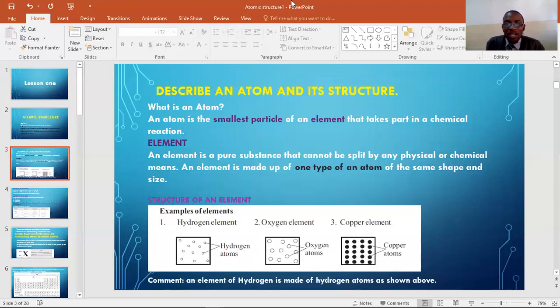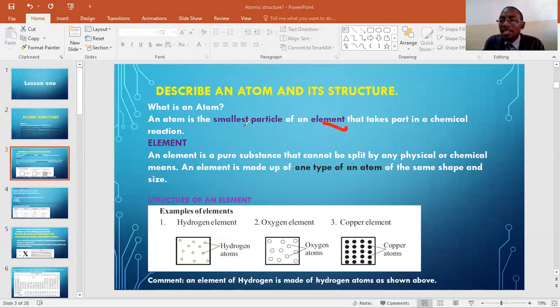So there is an element. Let me just highlight a few important words. So there is an element that comes into the picture. So what is an element? An element is a pure substance. And this pure substance is a substance that you cannot split, be it physically or chemically. You can use any physical means, you can use any chemical means, but you cannot split this particular element.